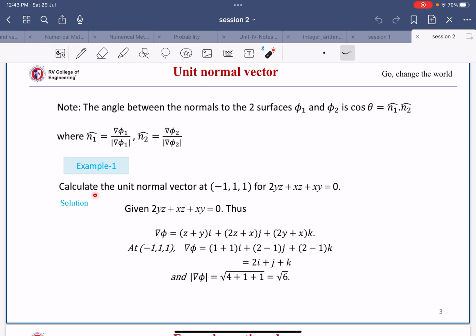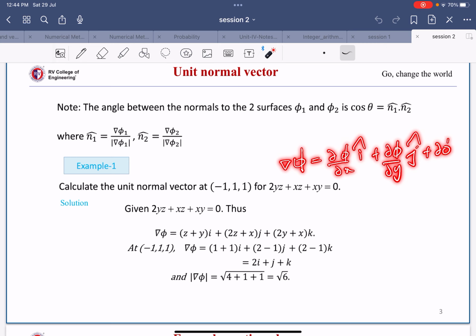Calculate the unit normal vector at the point (-1, 1, 1) for the function 2yz plus xz plus xy. This is a scalar function phi. So we know how to find the gradient of phi. Gradient of phi is dou phi by dou x i cap plus dou phi by dou y j cap plus dou phi by dou z k cap.